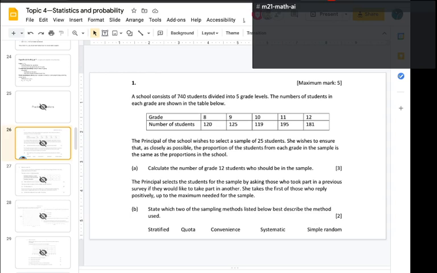Calculate the number of grade 12 students, right? So all we need to do is look at the number of students in grade 12, and for this one it's 181, and then you use 181 divided by 740, and then you multiply by the sample, and then you'll get 6.115, which if you can't get half a student, you need to round to the nearest, which in this case is 56 students.